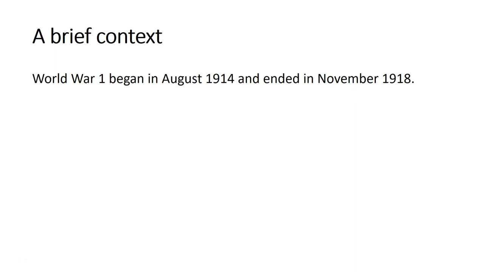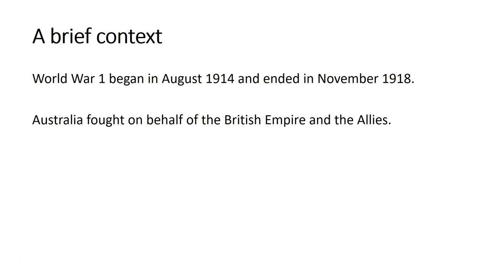So a little bit of context before we get into our poems. World War I began in August 1914 and ended in November 1918. Australia fought on behalf of the British Empire and the Allies. Australia was, and still is, part of the British Empire, so if the British go to war, Australia goes to war. That's certainly how it was in World War I.